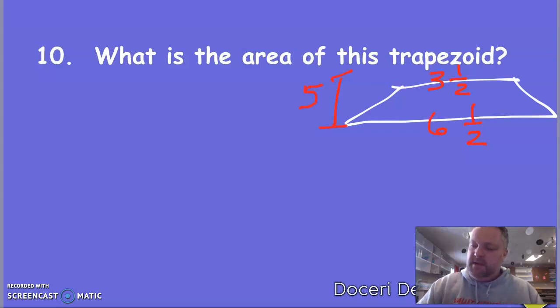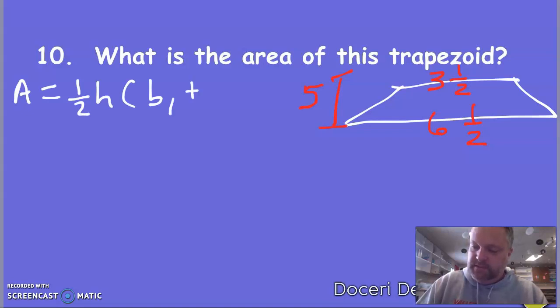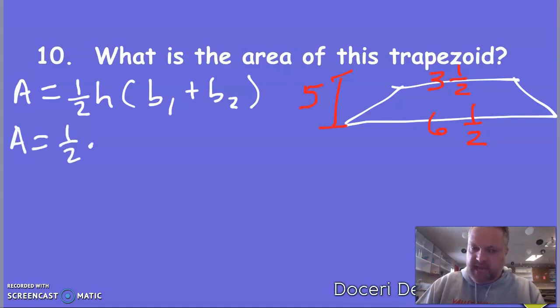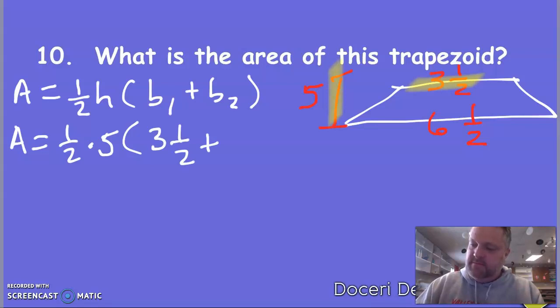Okay, now keep in mind, I need to write down the formula for the area of a trapezoid, which is A equals 1/2 times the height, base 1 plus base 2 inside the parentheses. Whatever letter can be replaced with a number, that's what we need to do. So A equals 1/2 times the height, which in this case is 5. Base 1 is the top number, 3.5. Base 2 is the bottom one, 6.5.